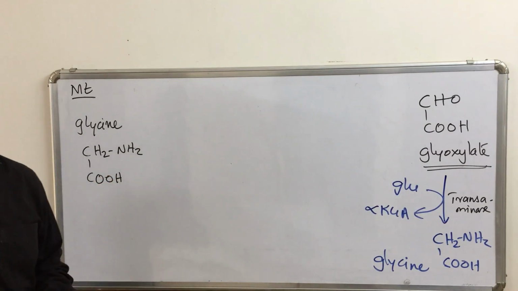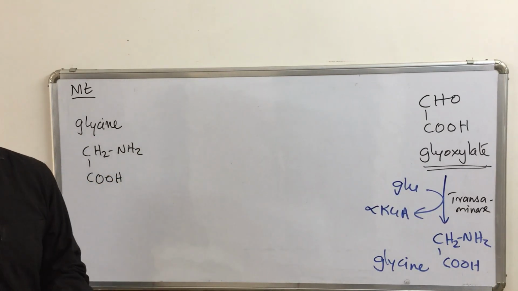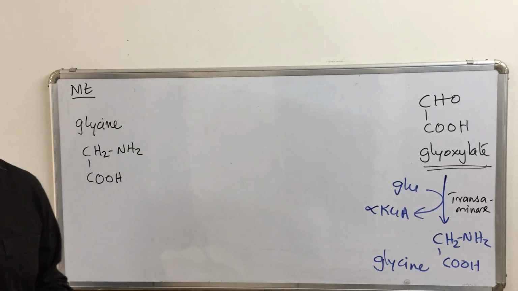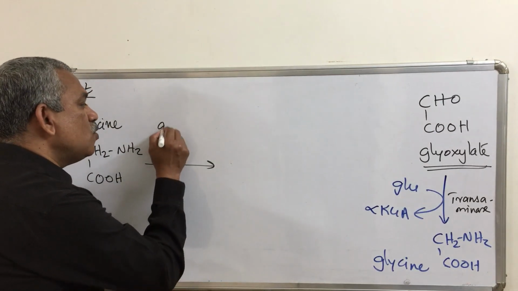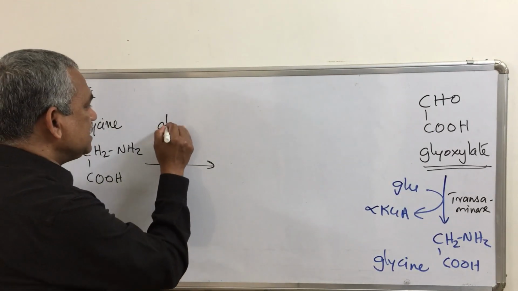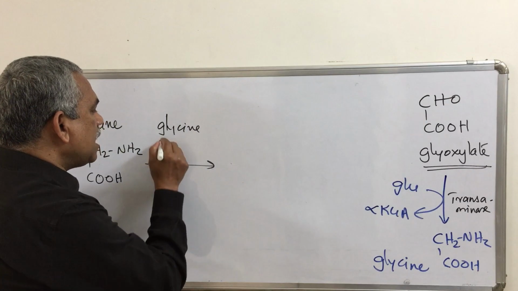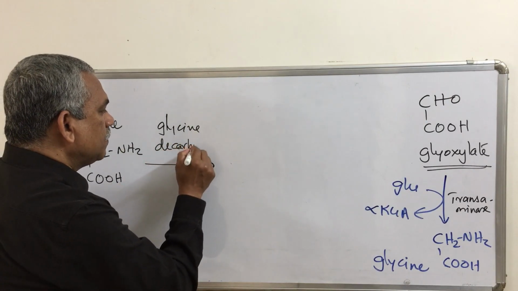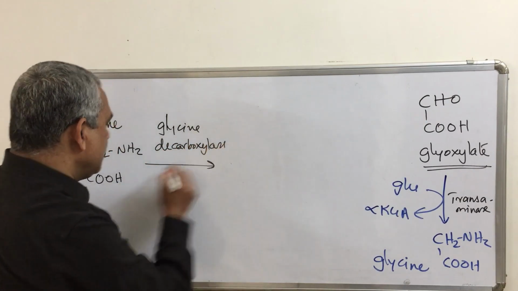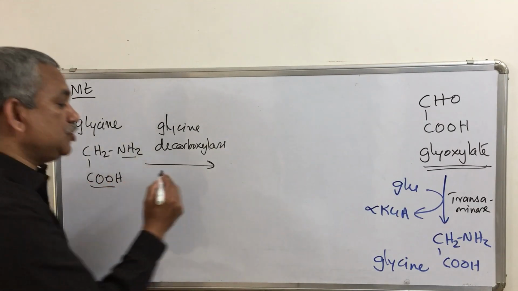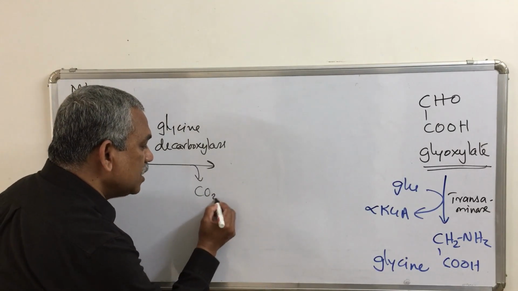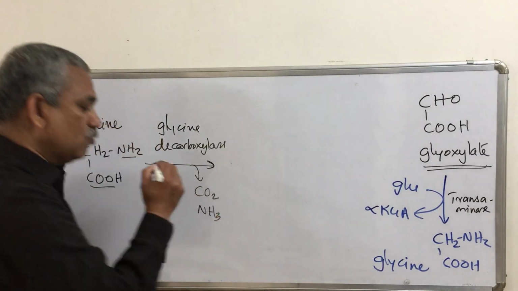This is the glycine molecule. The first glycine molecule will undergo decarboxylation and deamination. This is catalyzed by an enzyme known as glycine decarboxylase that will remove the CO2 molecule and the NH2 molecule. CO2 is removed, NH2 is removed.